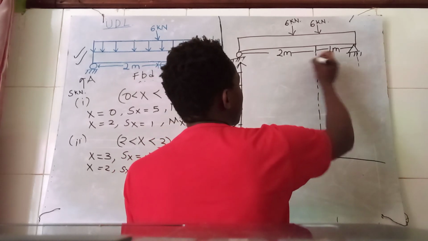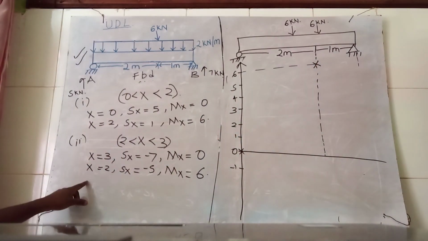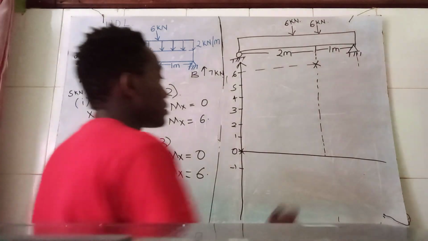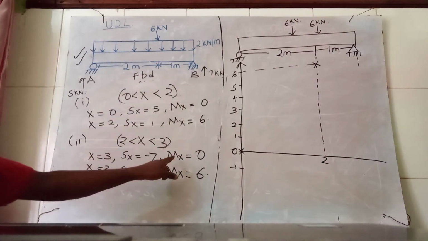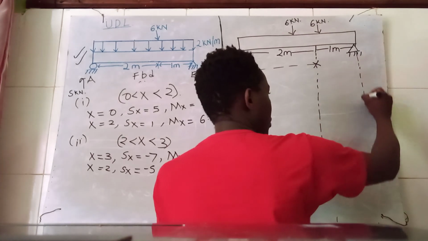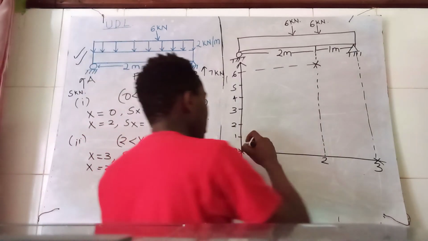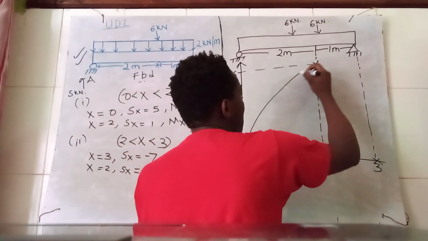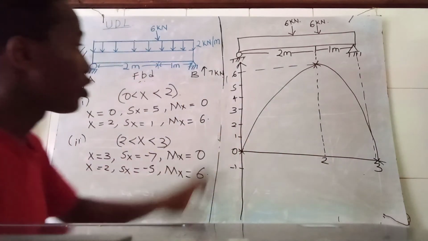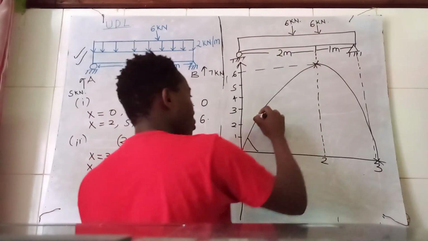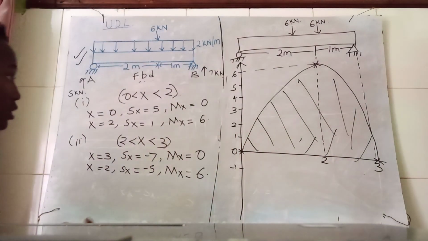The value of Mx is 6. Then at x equals 2, Mx is 6. This is where I had 2, so still the same point. At x equals 3, Mx is 0. So at the end is my point 3, which has a value of 0. Then you just join it. Make sure you have a smooth curve. Then you can shade the wanted region. And yeah, that is it.